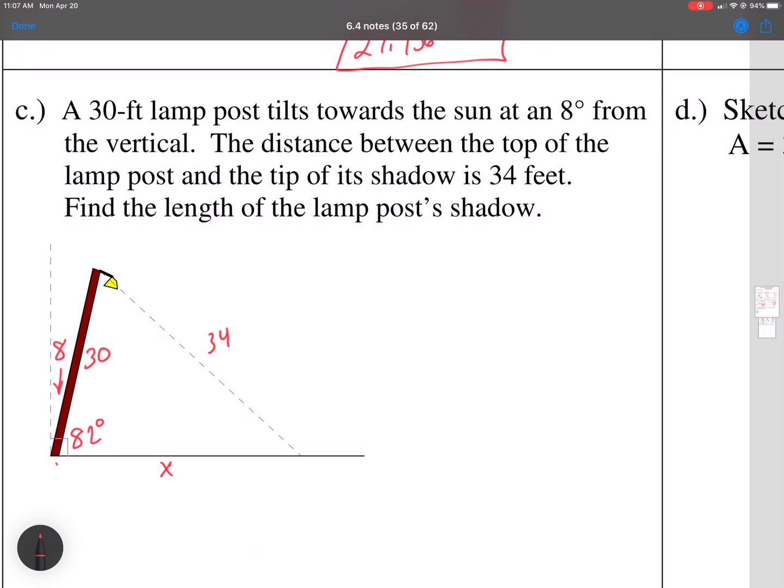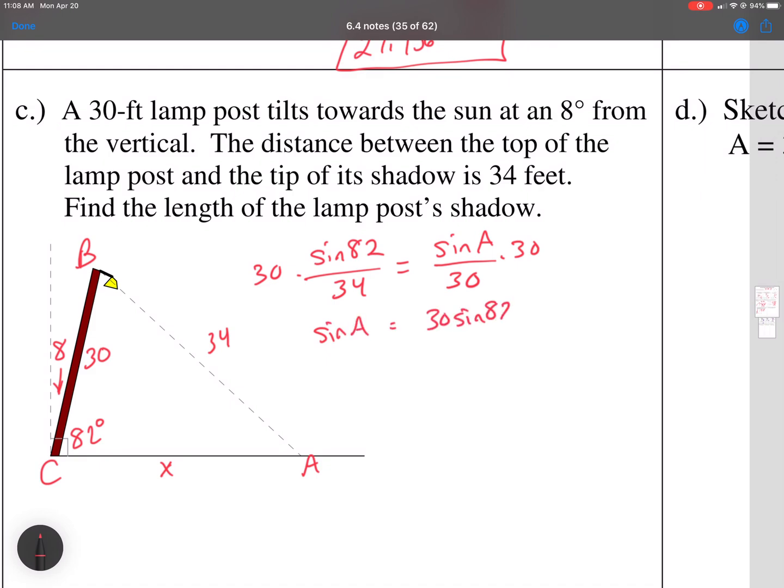We're going to label these C, B, and A. So we need to find angle A first. So we have the sine of 82 over 34 equals sine of A over 30. We're going to multiply both sides by 30. And so sine A equals 30 sine 82 over 34. We'll take the sine inverse to get A by itself.